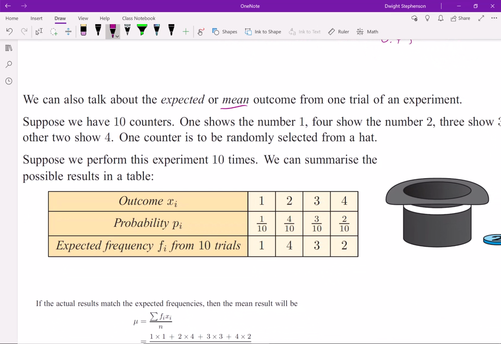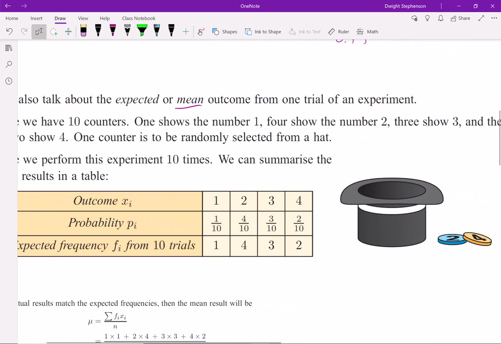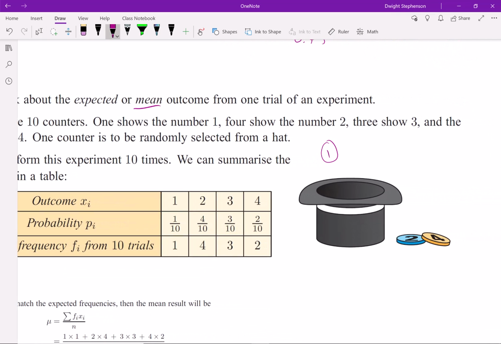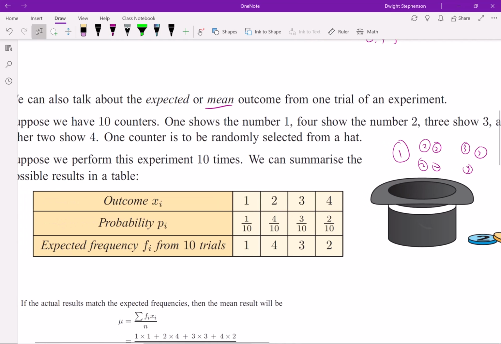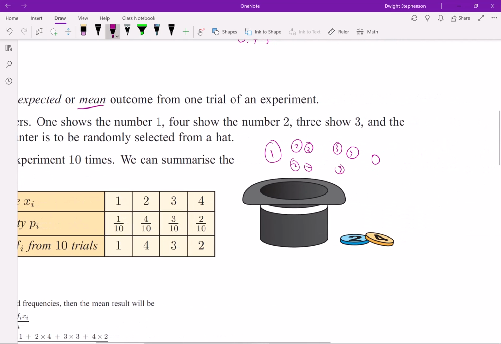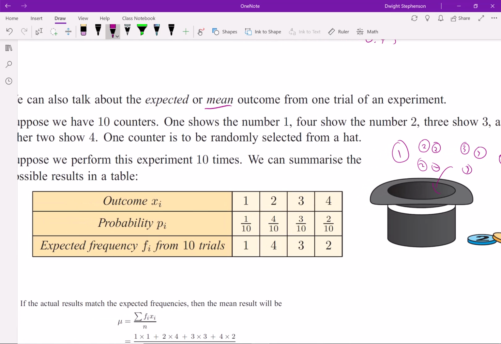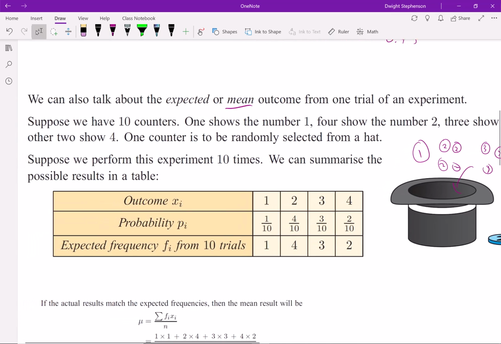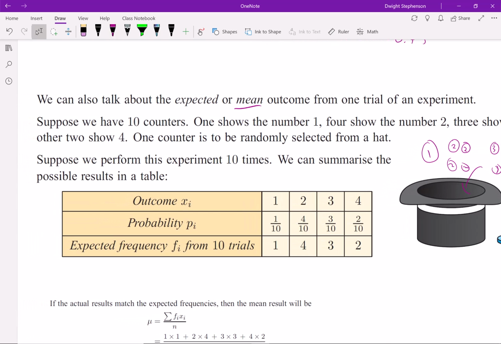So here's another example. Suppose we have 10 counters. We have 1 with the number 1, 4 show the number 2, and 3 show the number 3, and the other 2 show 4. Right? And we're going to randomly put these in a hat and pull them out. And we're going to do this 10 times, obviously with replacement.